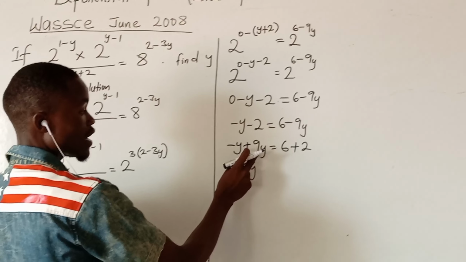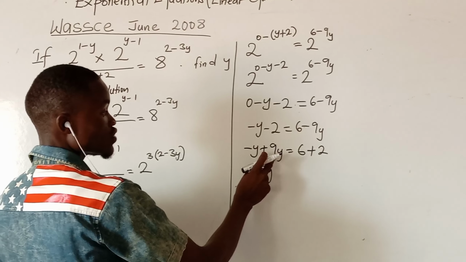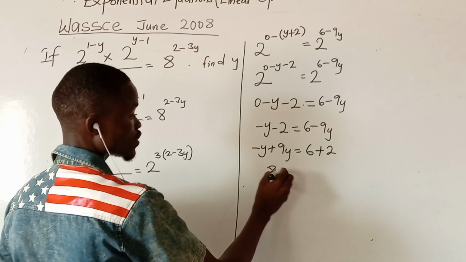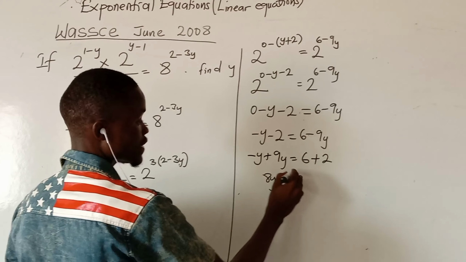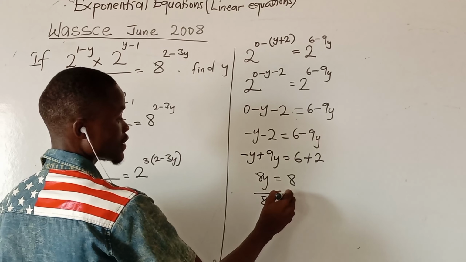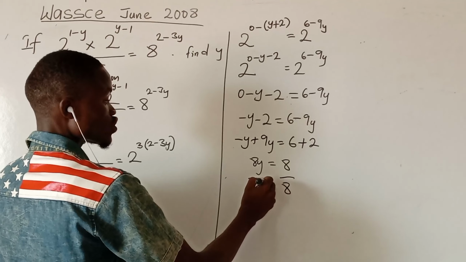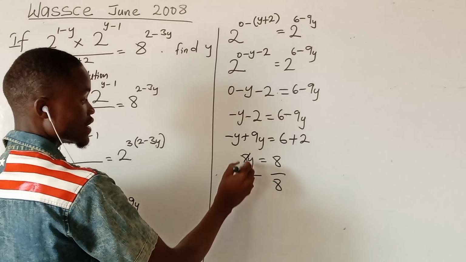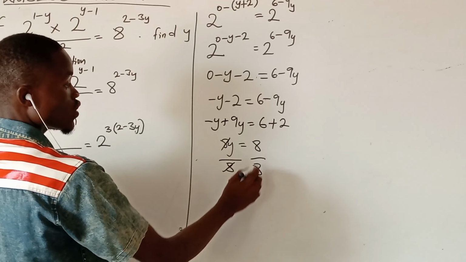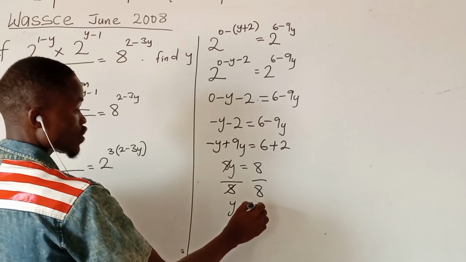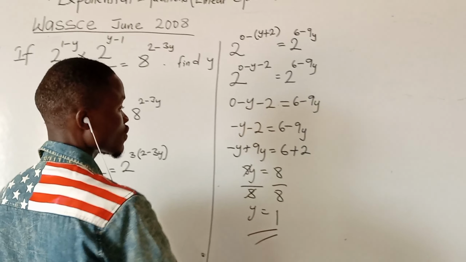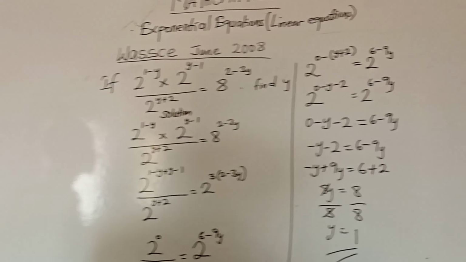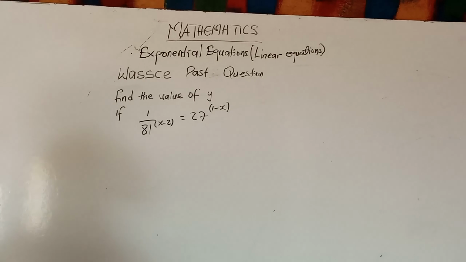Mind you, this is the bigger expression, so it has a sign of plus. So 8y equals 8. You divide both sides by 8. This cancels with this, 8 divided by 8 gives us 1. So y equals 1 is the answer for this WASSCE question.